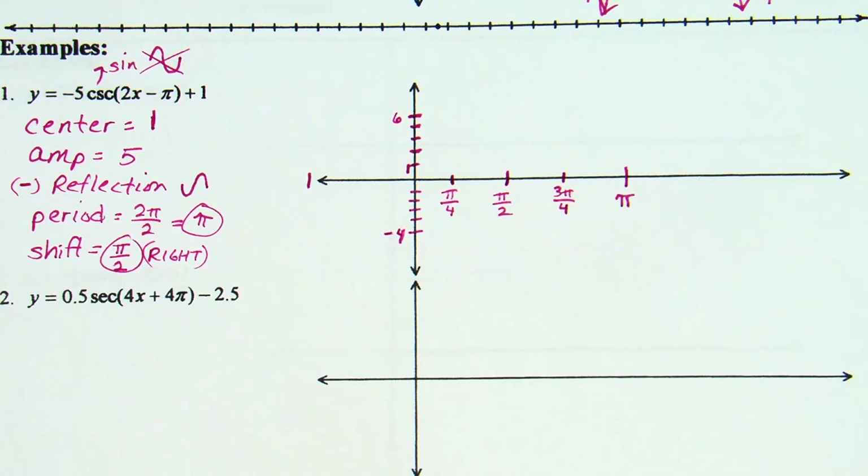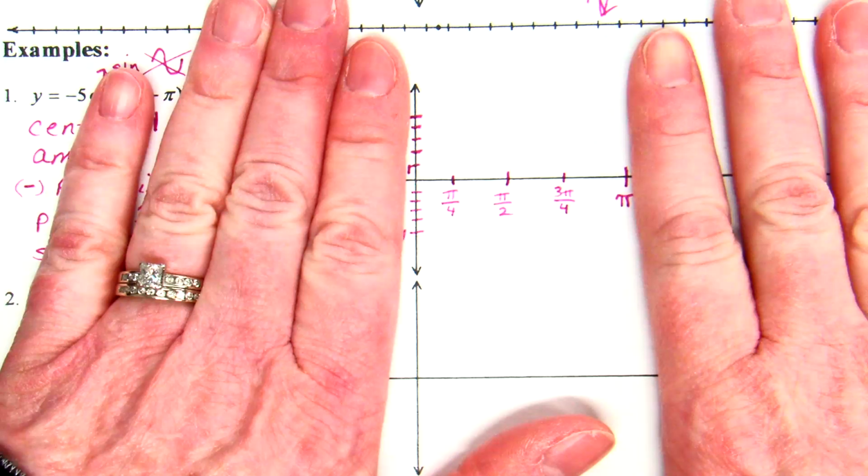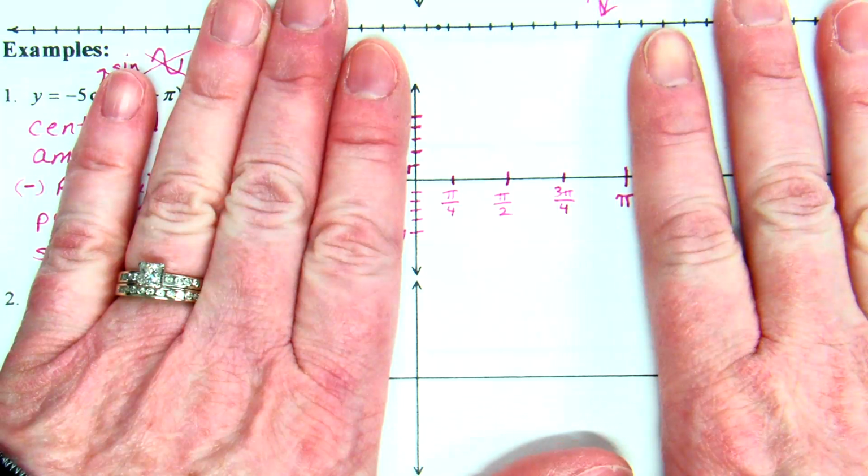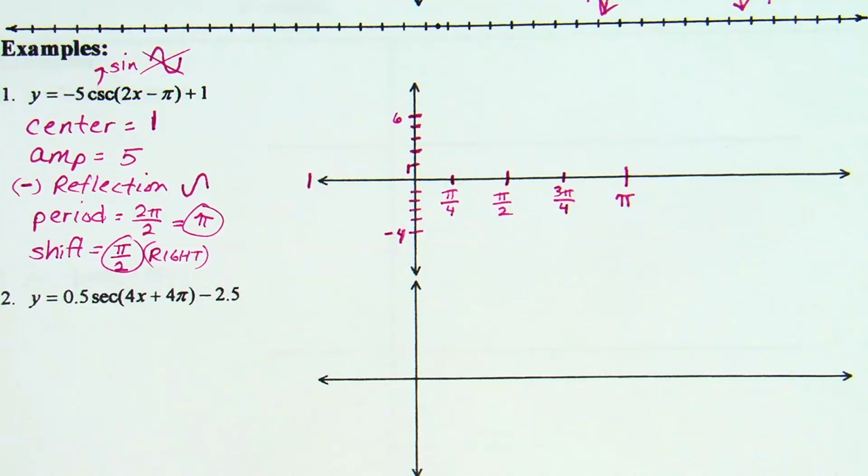Now, you could go ahead and graph your basic graph right here. Okay, this is your basic graph. However, what do we have to include in this problem? There's a phase shift where? Right, pi over 2.